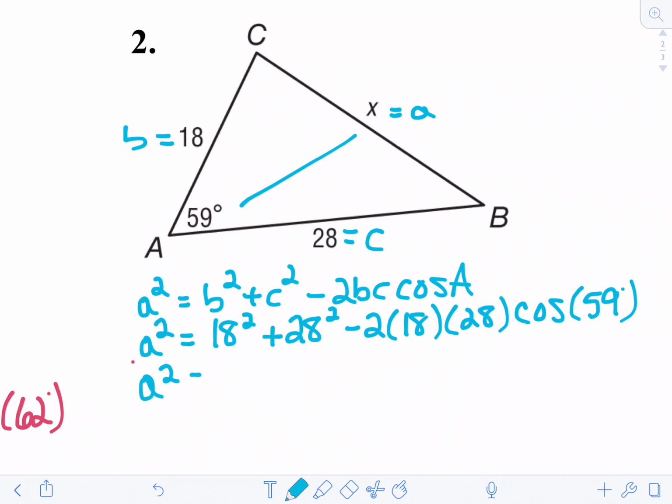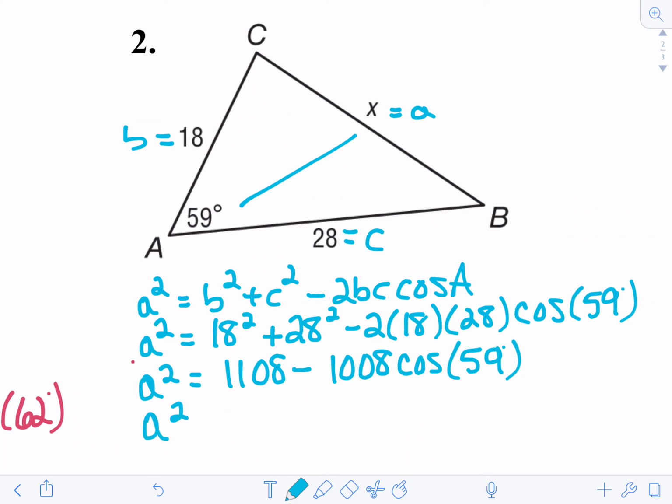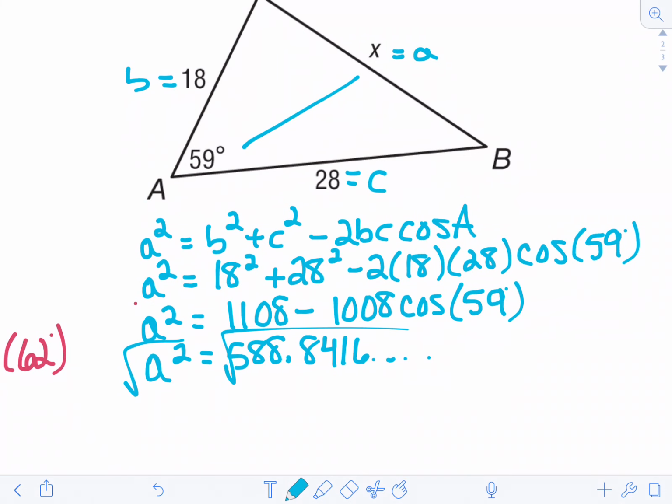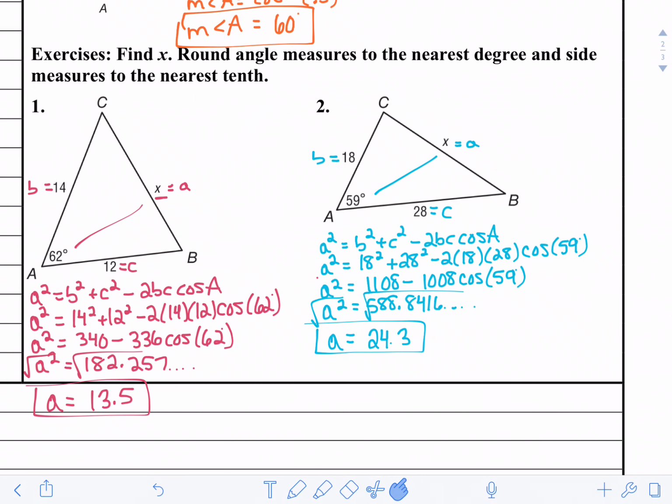A squared is equal to 18 squared plus 28 squared, which will give me 1,108. 2 times 18 times 28 will give me 1008. And then I have cosine of 59 degrees. Whenever you put all of that in the calculator, you will get 588.8416, and more decimals. So second square root, second answer, because that way it'll copy all those decimals. You don't have to type them all in. Rounded to the nearest tenth will give you 24.3. And again, there's no units on the triangle, so we just leave it as 24.3. And that is it for law of cosines.